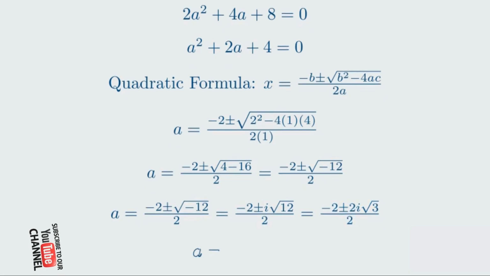Dividing all terms by 2, we find two possible solutions for a, -1 plus i times the square root of 3, and -1 minus i times the square root of 3. So, we have found two solutions for a, -1 plus i square root of 3, and -1 minus i square root of 3. But are these our final answers?